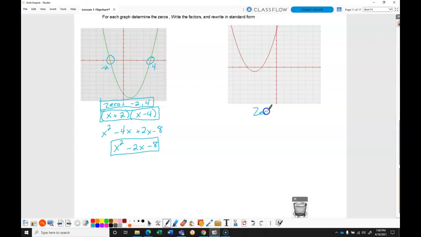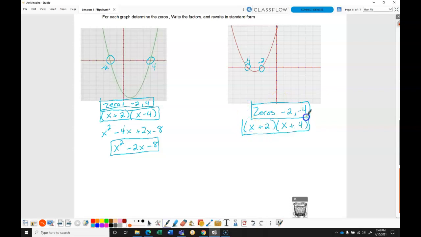So first identify the zeros. This one and this one. This one looks like -2 and this one is -4. So -2 and -4. The factor that's created with -2 is x plus 2. Because if I add those two numbers together, 2 and -2, I get 0. And x plus 4. Okay, so there's my zeros.